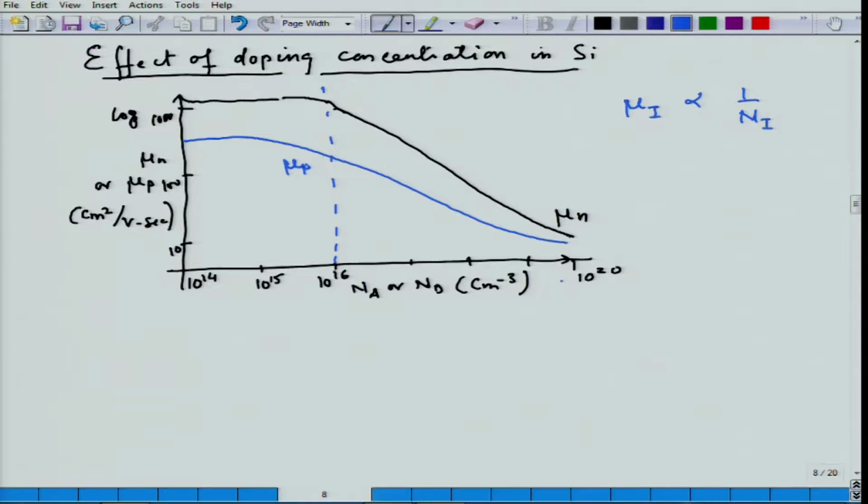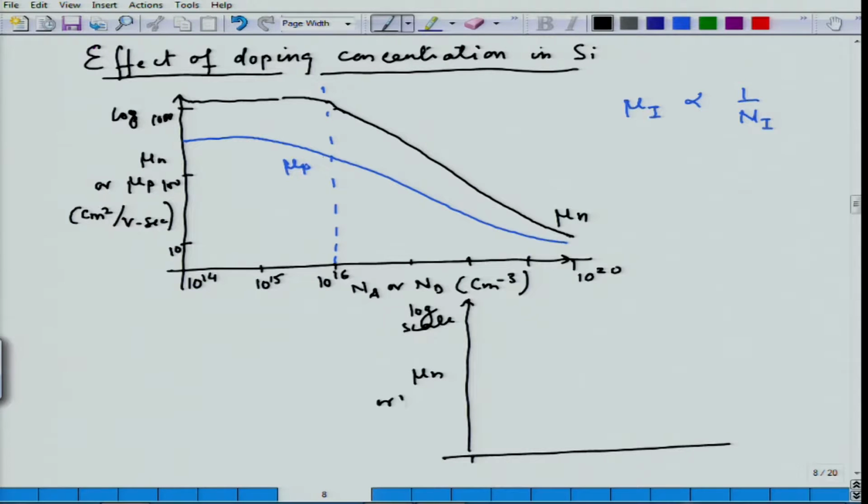And the same behavior if I try to see for silicon in case of temperature. With temperature, if I would plot again on the log scale mobility of electron or mobility of hole in silicon as a function of temperature, let us say going from 50 to 250, then I would find this behavior going for mu n, and similarly for holes it is going to be mu p.